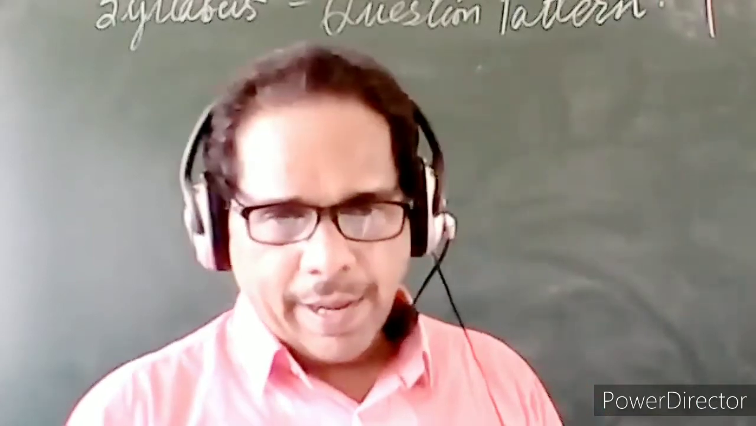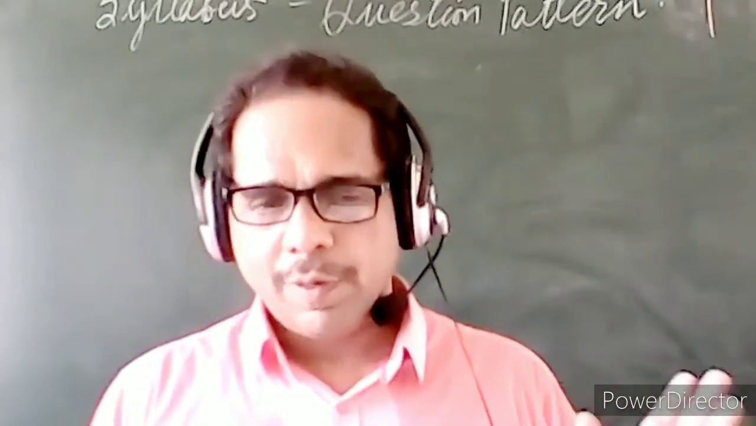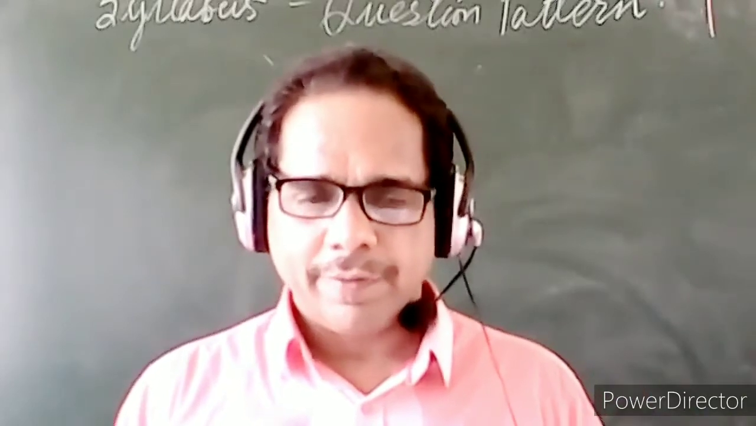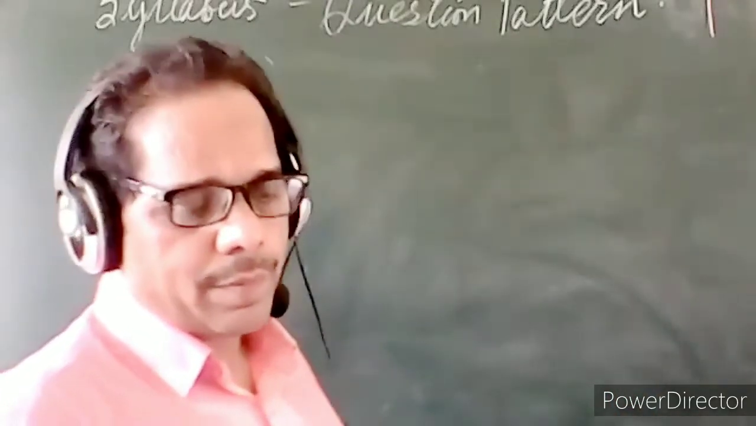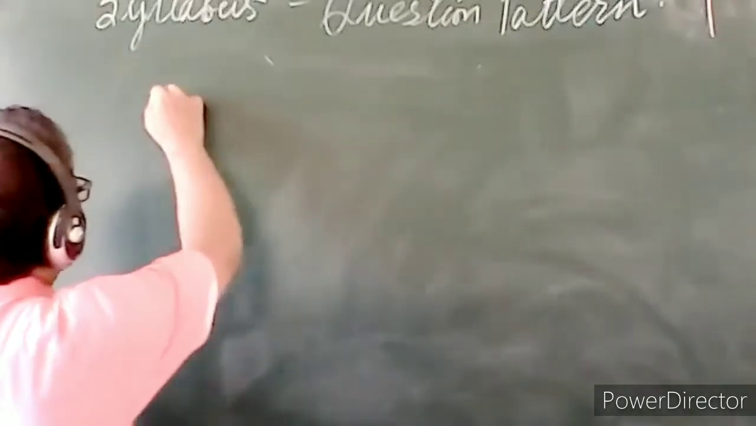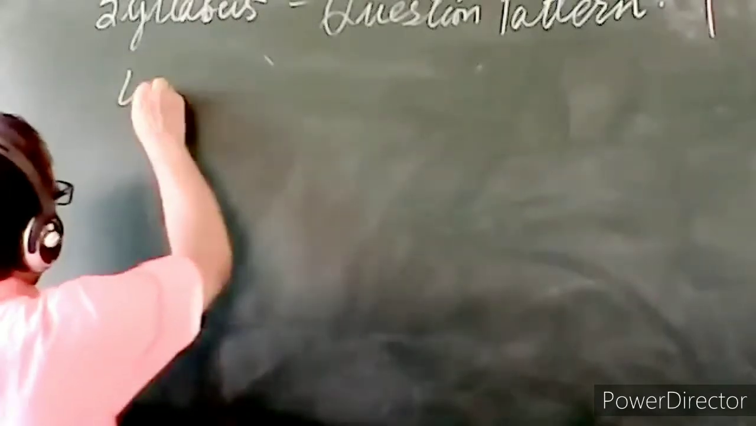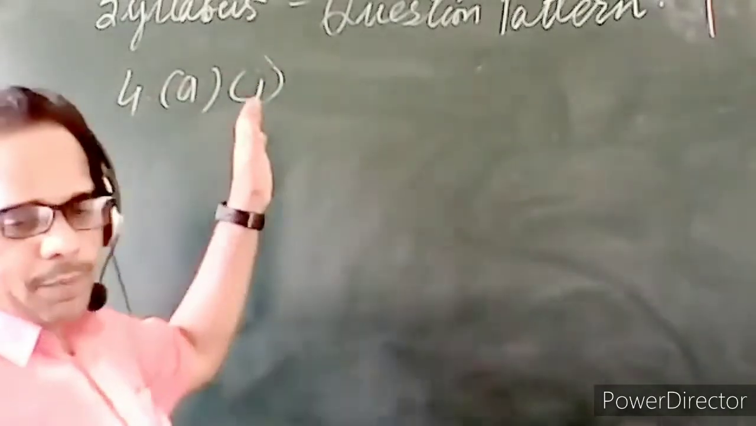Now question number 4, there is A, B, and C. In question A, there are 2 sections, 1 and 2. In question B, there are 3 sections, A, B, and C. In question C, there is only 1 section. First we will take up question number 4, A, 1 and 2. Now we'll take up A1 first.